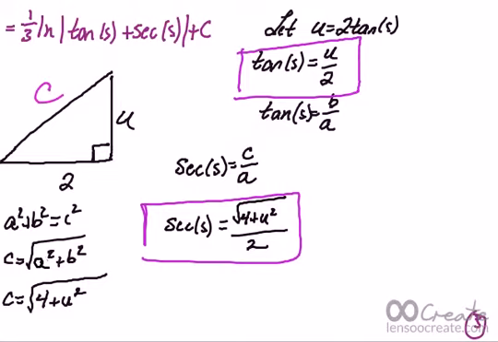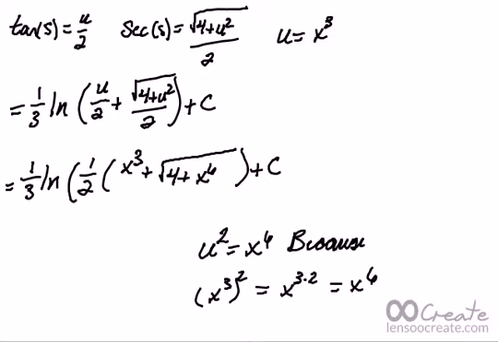So now what do we have to do? Well, we have to solve for c. So we have a squared plus b squared equals c squared, and if we do a little algebraic manipulation, we have that c is equal to the square root of a squared plus b squared. So here we have that c is equal to the square root of 4 plus u squared. Awesome. So secant of s is equal to c over a, or the square root of 4 plus u squared divided by 2. We're almost done.